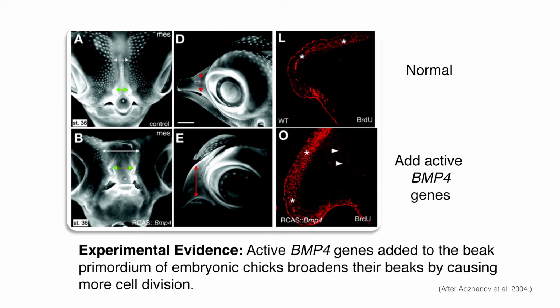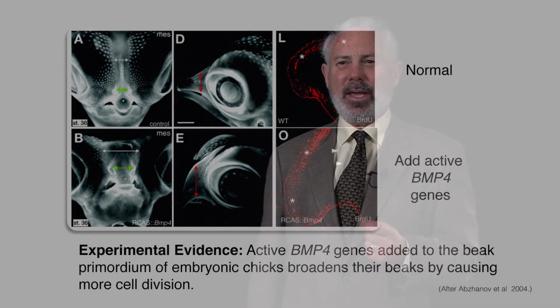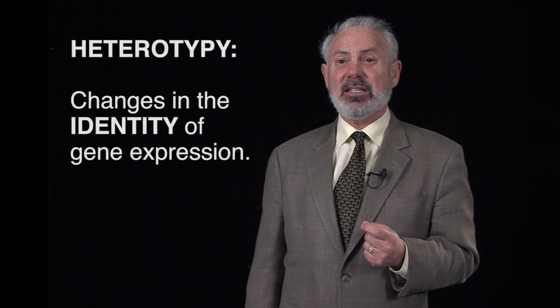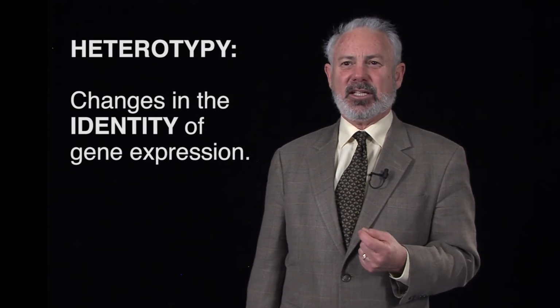This can also be seen experimentally. You could take active BMP4 genes and add them to the beak primordium of embryonic chicks. And what does it do? It actually broadens their beaks by causing more cell division. So that's heterometry. So the next way that you could get anatomical change during development is heterotypy, changing the identity of the gene being expressed.